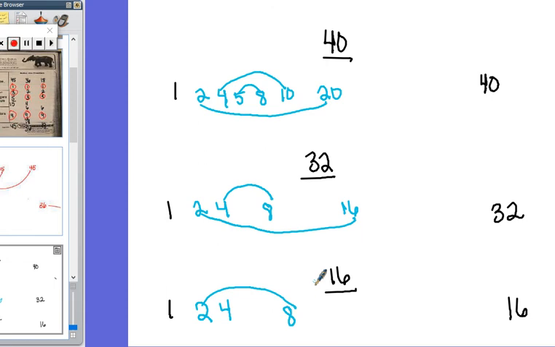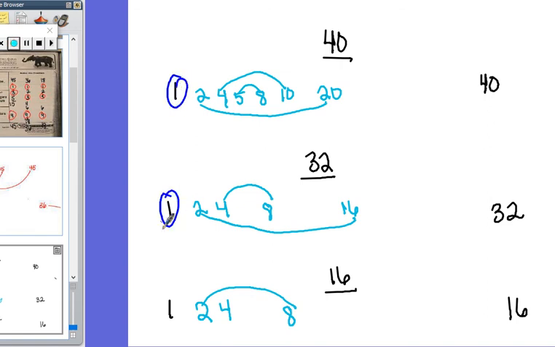10, 11, 12, 13, 14, 15, 16. Yep. All right, I got all the factors for each one. Now I just have to look and see if I can find the ones that are common with each other. They all have 1 in common.